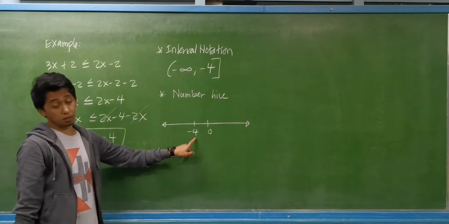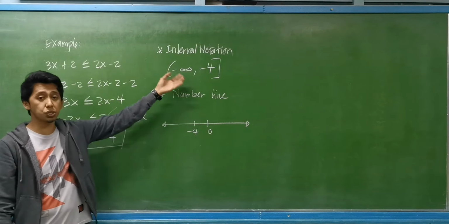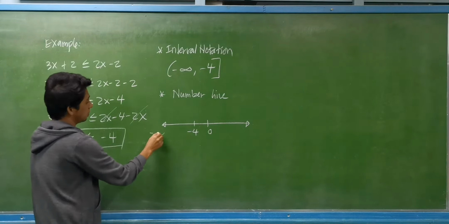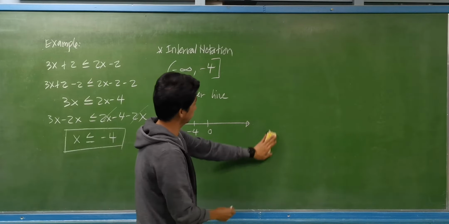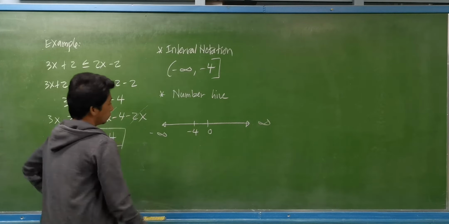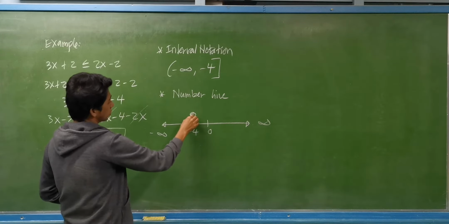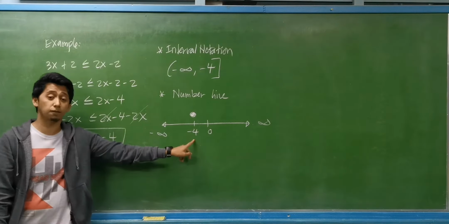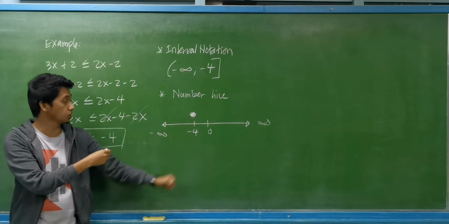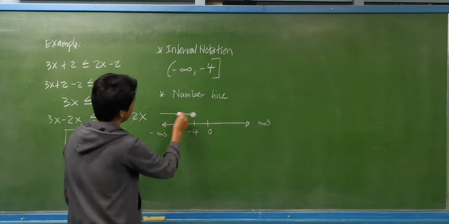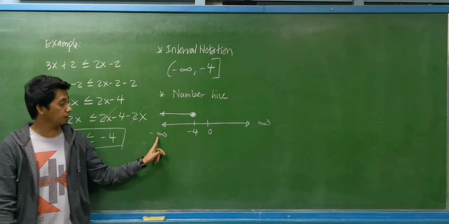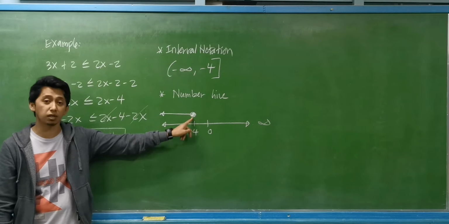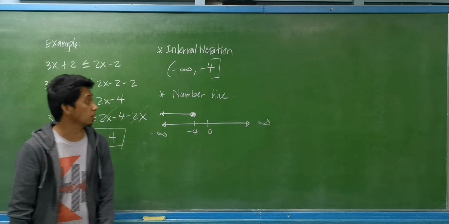So let's say this is on the point of negative 4. So our solution set is from negative infinity up to negative 4. So we are to draw a shaded circle or closed circle above 4. That represents that negative 4 is included in that solution. Then draw an arrow towards the left, or towards the negative infinity. So this is our solution set, from negative infinity to negative 4, with a shaded circle, which means negative 4 is included.